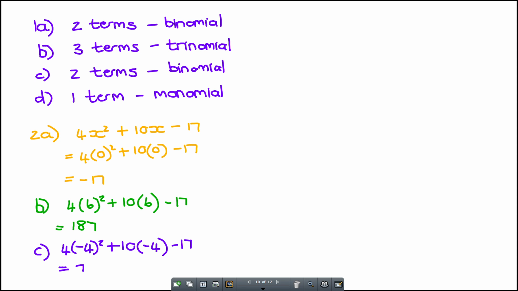At C, they said, if x is minus 4. So now again, we substitute. You get a mark for showing that we substitute. What's the golden rule when we substitute? Use brackets. Thank you. And then the value of that equation would then be 7.